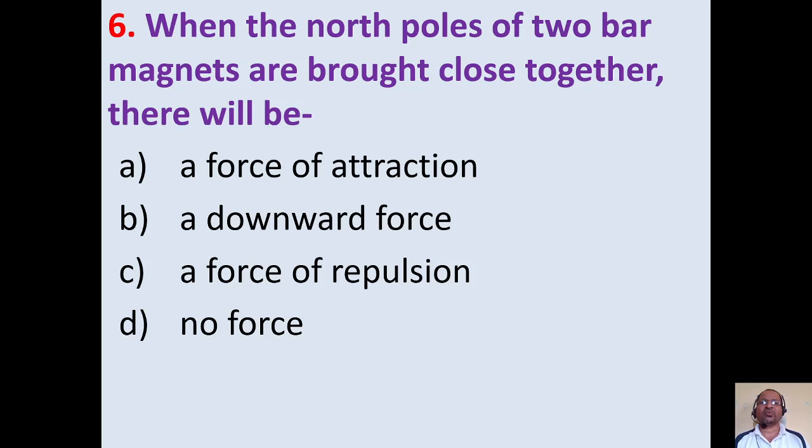When the north poles of two bar magnets are brought close together, there will be... So we have seen that like poles repel each other while unlike poles attract each other. Here given two north poles. So between two north poles, there will be a force of repulsion.